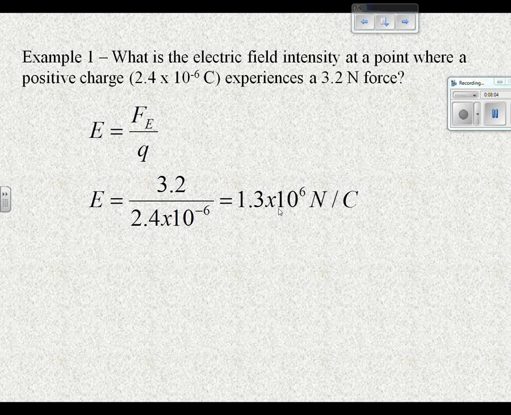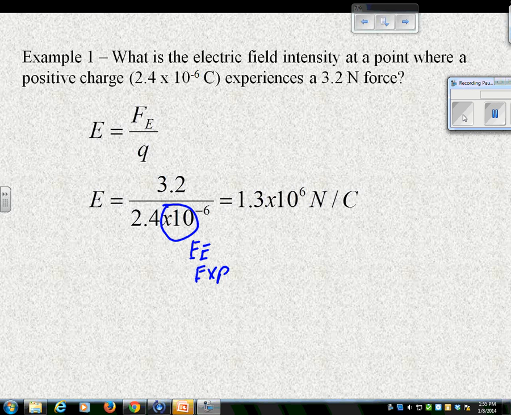You really should grab your calculator and try that. Remember that it's been probably a month since you've done calculator stuff. Make sure you get 1.3 times 10 to the 6 newtons per coulomb. How do you do that? You go 2.4 EXP minus 6. Remember the EXP or the EE acts as the times 10.